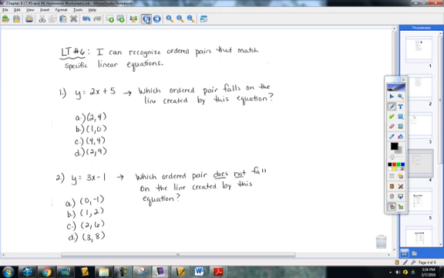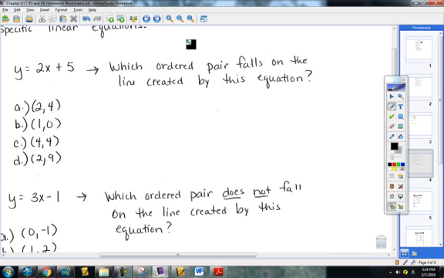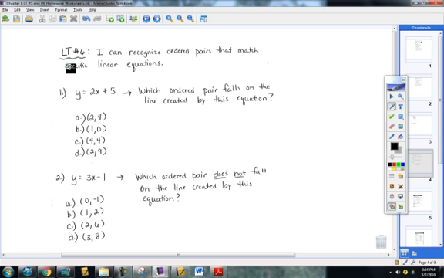Now, I'm on the back of your notes page right now. It should look like this. The hole should be on the right. Now, the target here that I'm going to ask you to be able to do is recognize ordered pairs that match a specific linear equation.